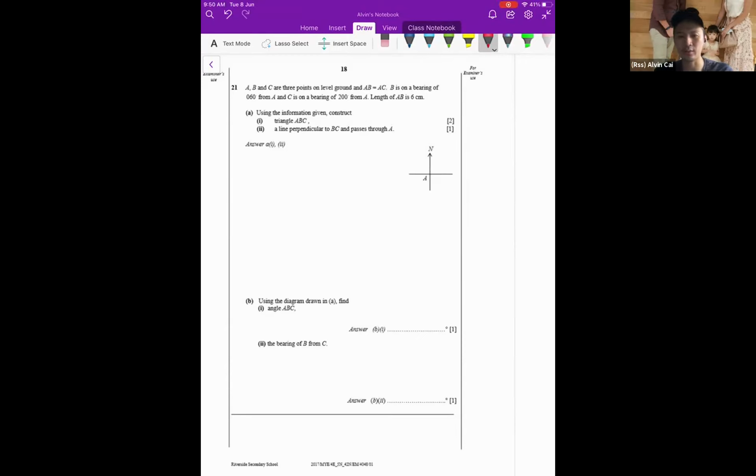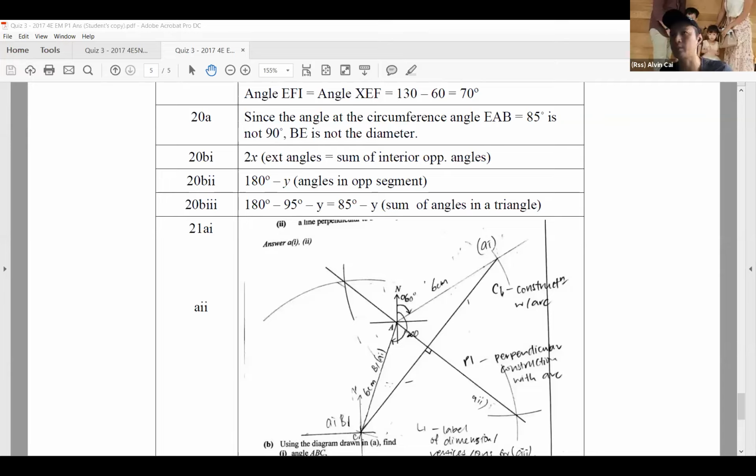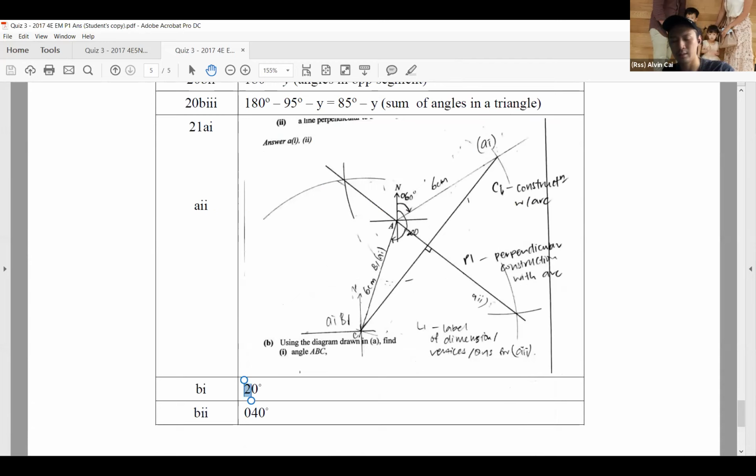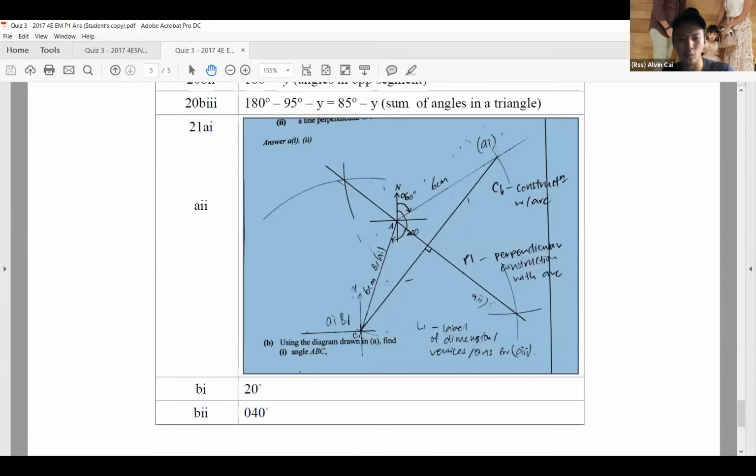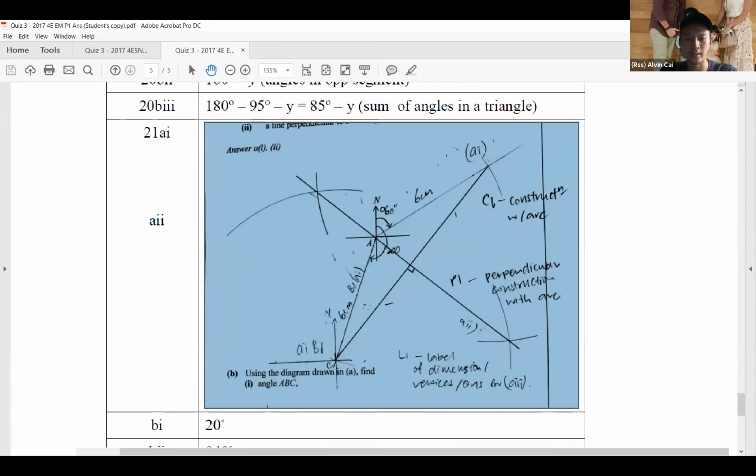But of course, for this question, I will just give you an idea. Let me just share my screen for this part. I'll share my screen to show you the answer, how it looks like. Can you see my screen? Okay, so this is how it looks like. So the answer for this is 20 degrees and 0.40 degrees in terms of bearing. So we can do a quick check.